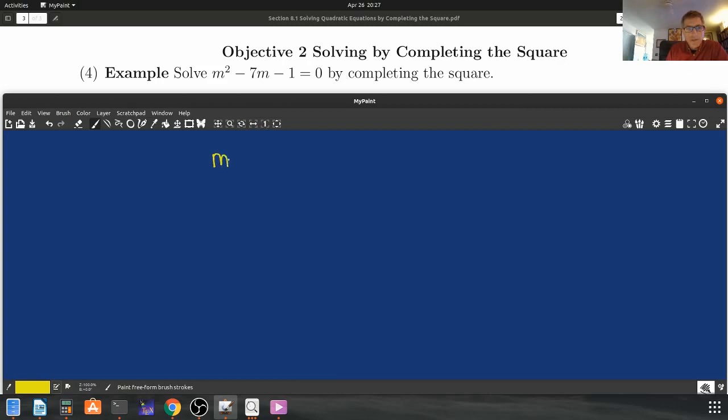So the variable is m. If the variable m bothers you, just change it to x. Remember, these are dummy variables. So it's in the form ax squared plus bx plus c. But of course, our variable now is not x, but m. So we write it this way. And what we want to do for completing the square, we want to identify our b value. And our b value is the coefficient of the degree 1 term together with its sign.